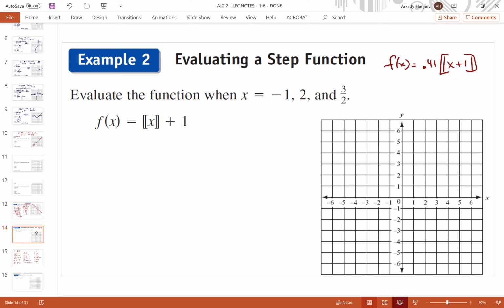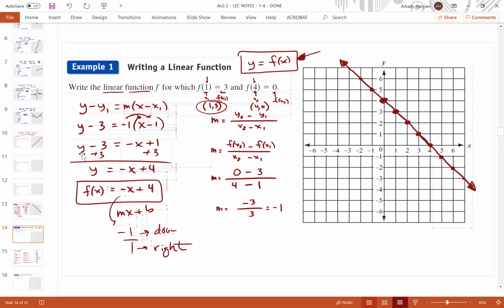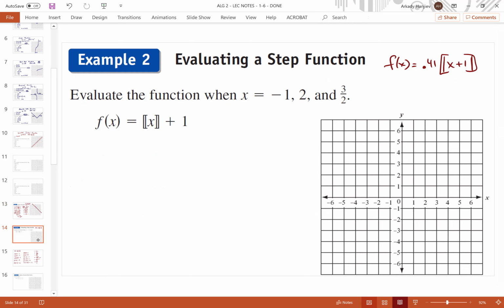Okay, the formula we're dealing with is much simpler. It's going to be the greatest integer of x, and then you add 1 to it. So for A, B, and C, plug in x is equal to -1, x is equal to 2, and x is equal to 3 over 2. And then we'll do a quick graph of it. Okay, I'll give you guys 30 seconds here. Try it yourself.